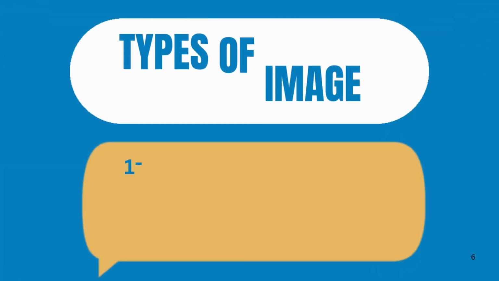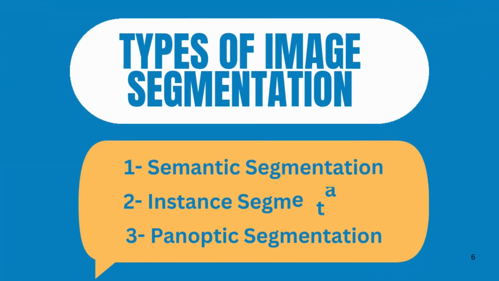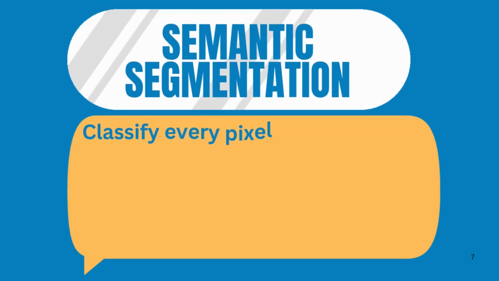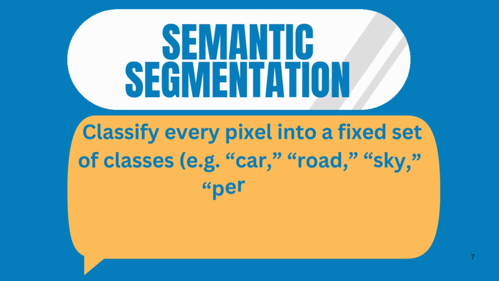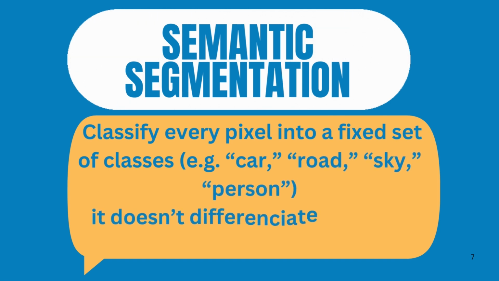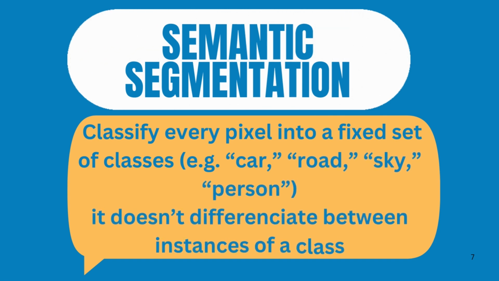What are the types of image segmentation? The first one is semantic segmentation, second instance segmentation, and the third panoptic segmentation. And what does semantic segmentation mean? It means classifying every pixel into a fixed set of classes. For example, car, road, sky, person. It doesn't differentiate between instances of a class.